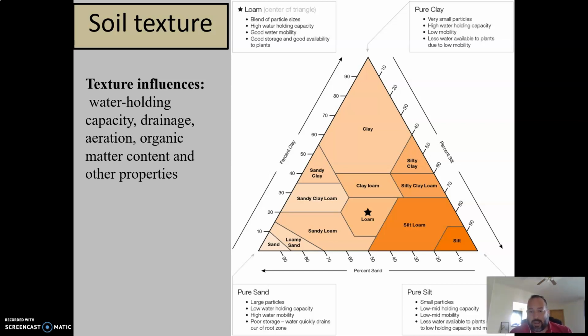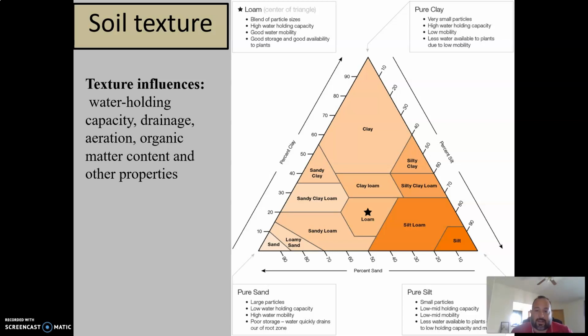But loam, which you see with the star towards the center of the soil texture triangle, loam is a blend of those particle sizes. It has high water holding capacity. It's got good water mobility, so it's got good storage and good availability to plants. So not only can it hold water, but it actually makes water available to the plants, so it really gets water to the plants and can hold a lot of water, so it can let the plants have water constantly and grow. And so a loam soil becomes your best texture if you're trying to grow plants.